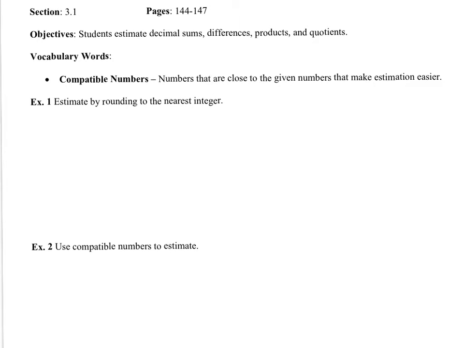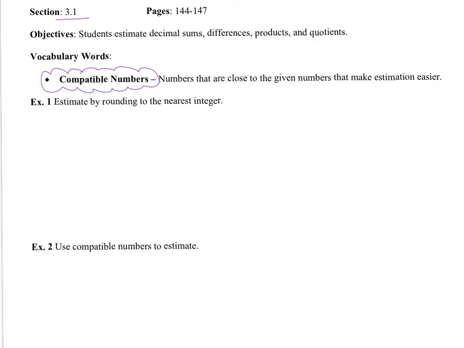Hello, today we're going to get started with our rational numbers unit, and the first thing we're going to talk about is decimals. Okay, so you should be on the 3.1 notes page, and compatible numbers is our vocabulary word of the day. The textbook definition says numbers that are close to the given numbers that make estimation easier.